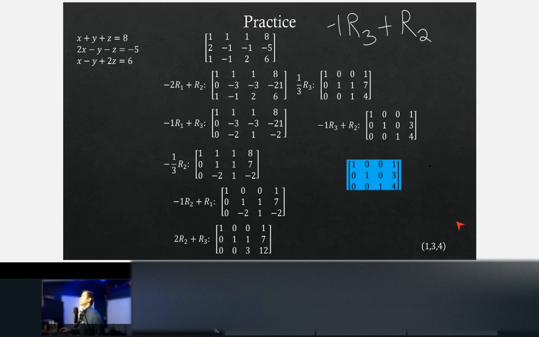Hold on, let me see the questions in the chat. Is there a pattern to reduce to the matrix? What do you mean? Tasha, what do you mean by is there a pattern to reduce to the matrix?